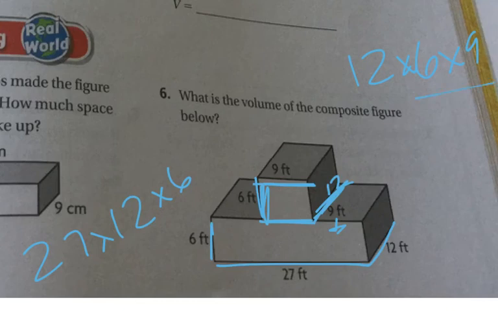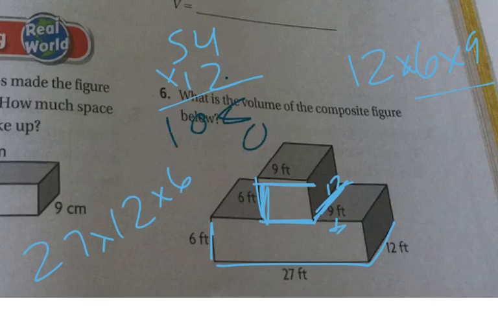So we know 6 times 9 is 54. 54 times 12. 2 times 4 is 8. 2 times 5 is 10. Put a 0. 1 times 4 is 4. 1 times 5 is 5. So when I add that up, I get 648. 12 times 6 is 72. So 72 times 27.